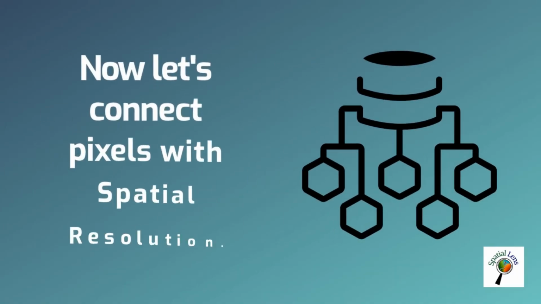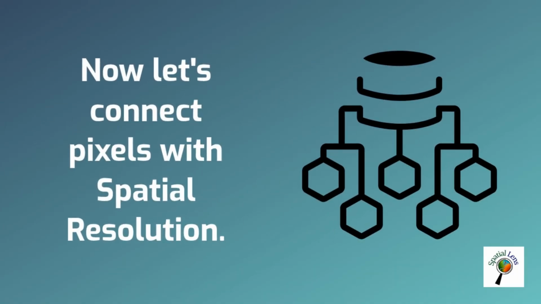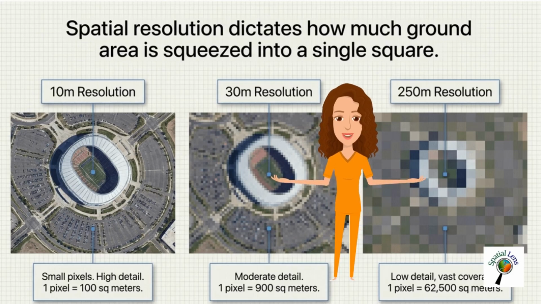Now let's connect pixels with spatial resolution. Spatial resolution simply tells us how much ground area each pixel represents. Smaller pixel size means higher spatial resolution and greater detail. Larger pixel size means lower spatial resolution and less detail, but much larger area coverage. This relationship is one of the most fundamental concepts in remote sensing.